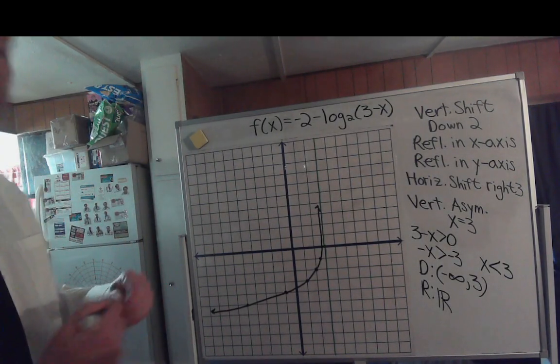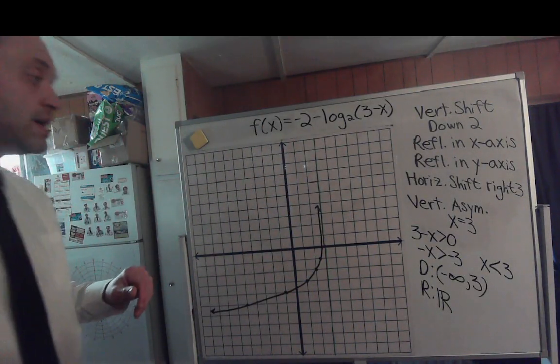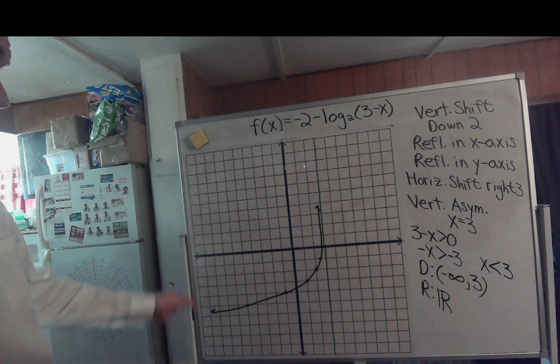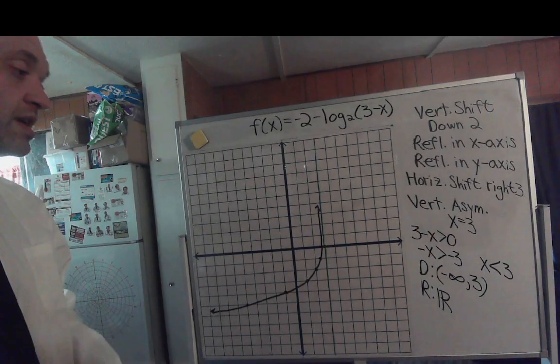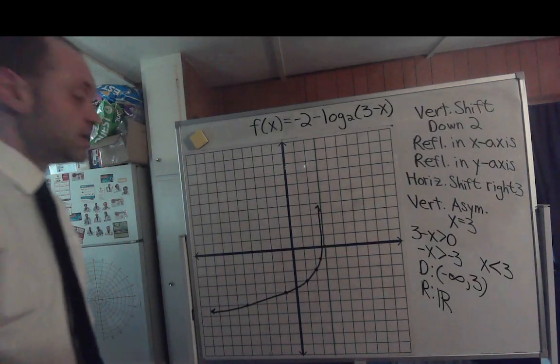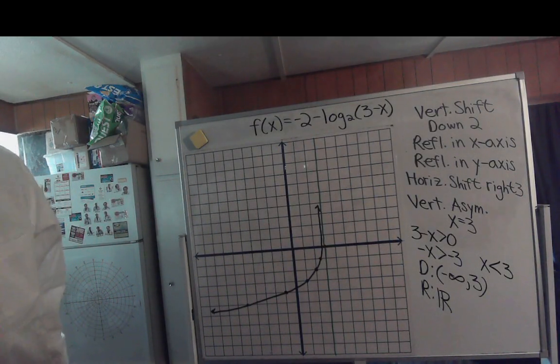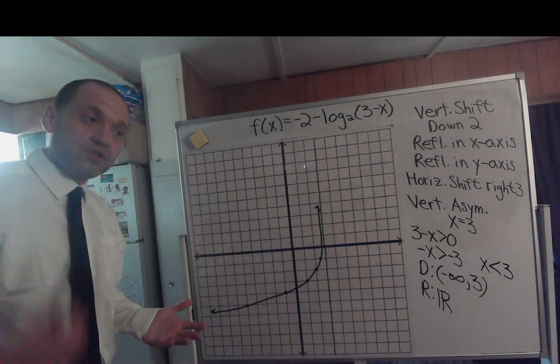There's what I get from my graph with all those transformations. And you can evidently see my domain is from negative infinity to positive 3 non-inclusive. My range still goes from negative infinity to infinity. So you can get some really neat graphs even with logarithms based on the transformations if you understand what's happening.